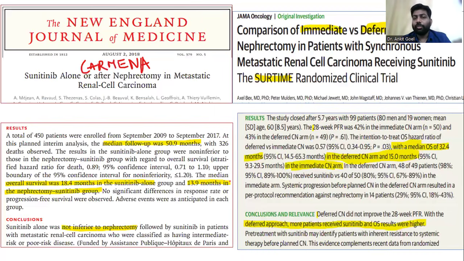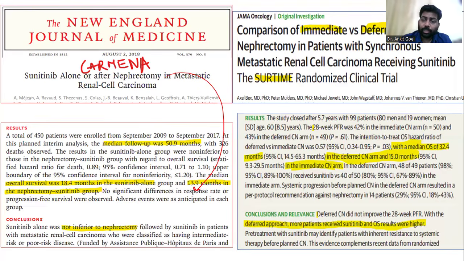Now, why so much emphasis on systemic therapy? This data comes way back from the CARMENA trial. The CARMENA trial was published in the New England Journal of Medicine in 2018, and it suggests that if you offer sunitinib alone to a patient, the overall survival is not inferior compared to a patient who has undergone nephrectomy followed by sunitinib.